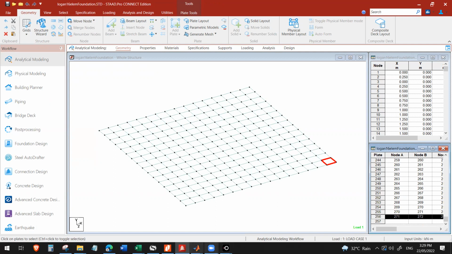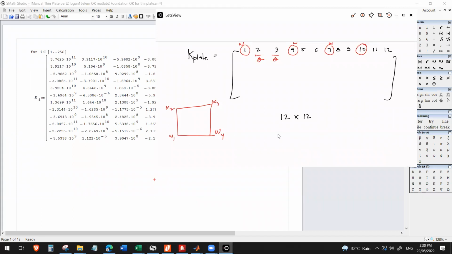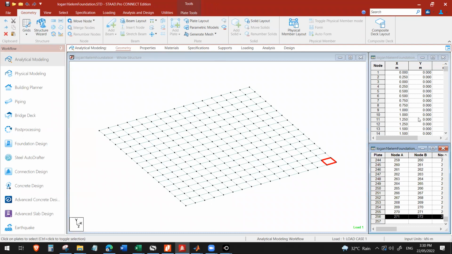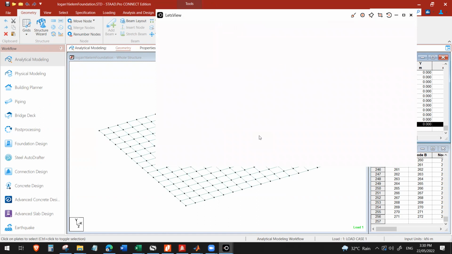But in this problem, I'll be using MATLAB because SMAT is not able to calculate this many elements. The total number of nodes, if you notice, is 289. That's the total number of nodes, and that dictates the size of our system. So my absolute stiffness matrix will be 289 times 3, which is 867. So this is the absolute stiffness matrix, 867 by 867.